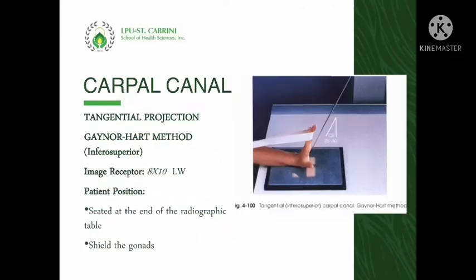The next projection is for the demonstration of the carpal canal. It's the tangential projection, Gaynor-Hart method, inferior-superior. When we say inferior-superior, it means that the beam will pass through the inferior aspect and exit the superior part. The patient will be seated at the end of the radiographic table for this projection.